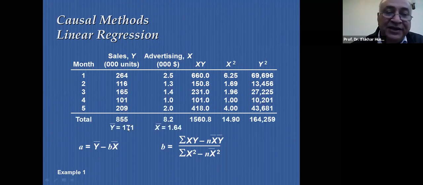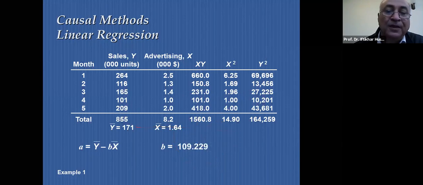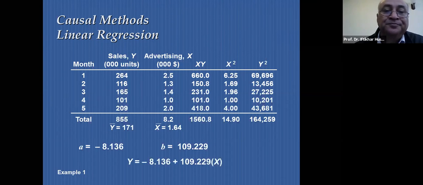These are the calculations. If you add them and divide by 5, you will get y bar. Similarly, you will get x bar. This is sigma xy because it is required here. And this is x square because that is also required, and y square. Right? So this is how we get the slope and y-intercept: minus 8.136 and B 109.22. And then the same equation जिसको अभी हमने यूज किया था.